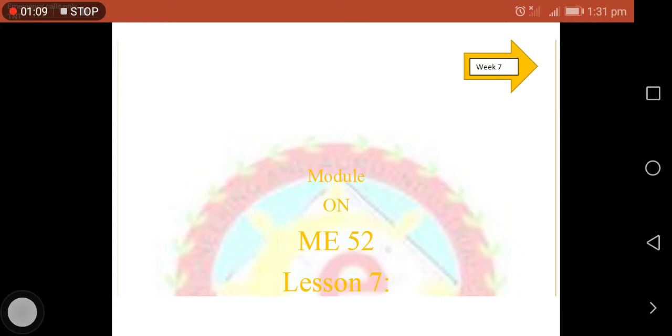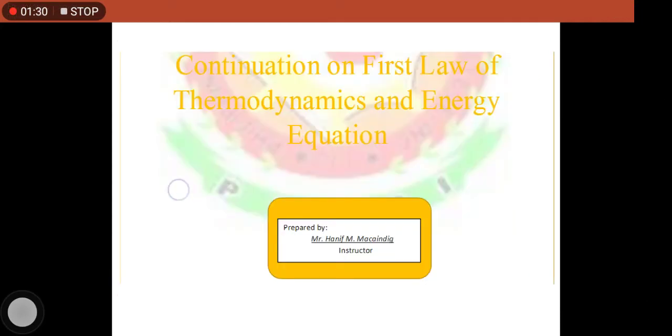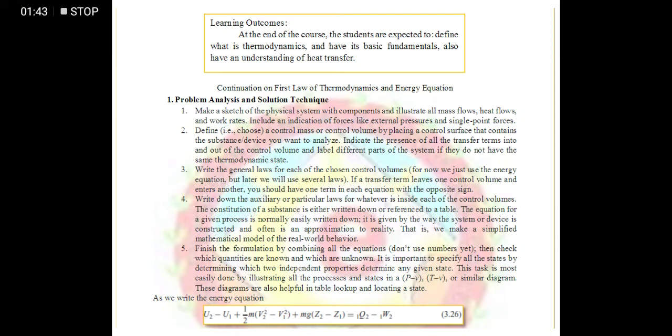We also discussed some characteristics or properties of a substance that are found in the tables in the appendix of the books that we are using. So for now this will be the continuation of the topics. This again talks about the first law of thermodynamics and the energy equation, but this will be the continuation of our last topics.